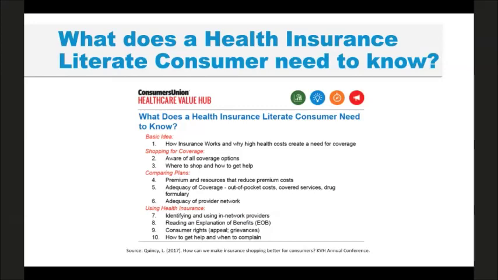And how to get help and when to complain are also absolutely essential, because oftentimes the system is not perfect and consumers may get a bill or not understand why they didn't get coverage for a particular treatment. And so they definitely need to know and be empowered to speak up when there are issues with their coverage.